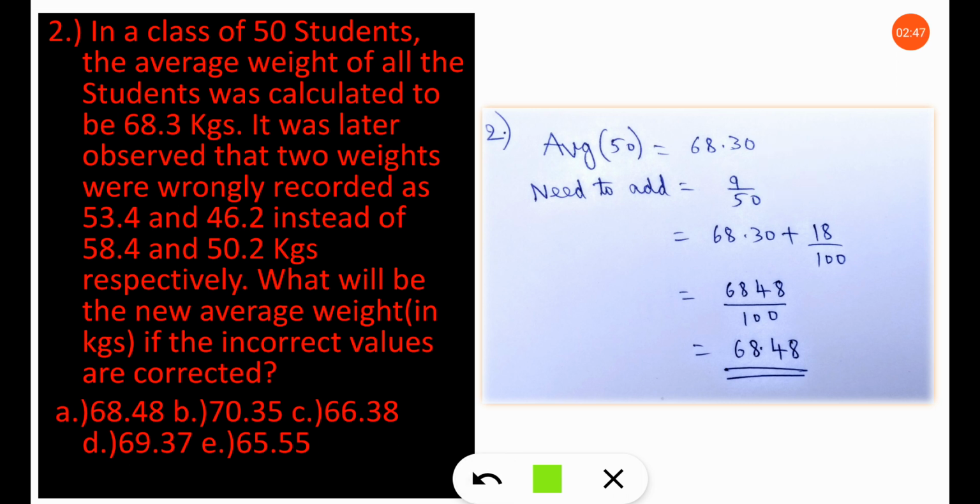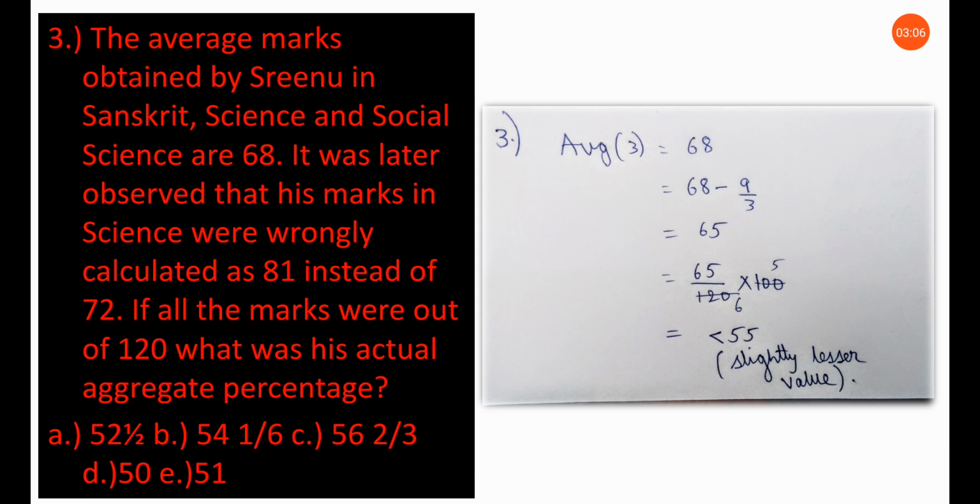For simplification purposes, I have multiplied the numerator and denominator with 2. It has become 9 into 2 is 18, 50 into 2 is 100. After the simplification, I got 6848 by 100. So the new average is 68.48. Option A is the right answer. Moving to the third question.